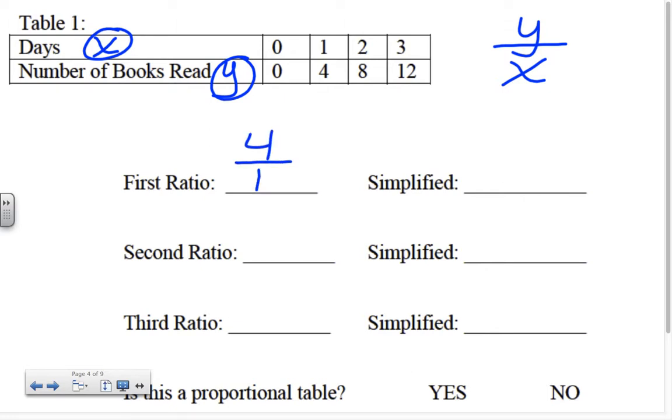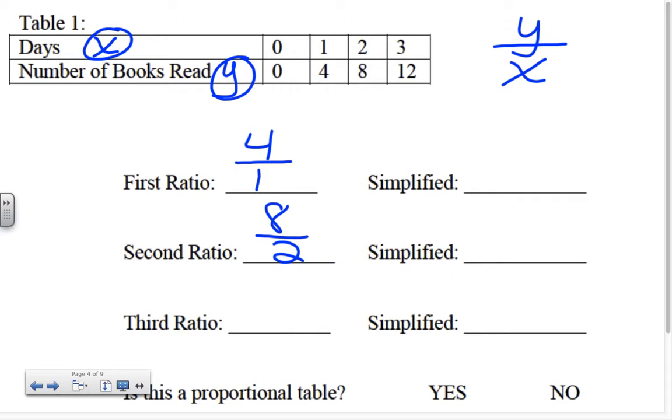4 to 1. Good. How about the second ratio? Sydney? 2 over 8. Y to x. I know, that's why we're practicing putting it in the right order. Remember, ratio does require order, so be careful with that.